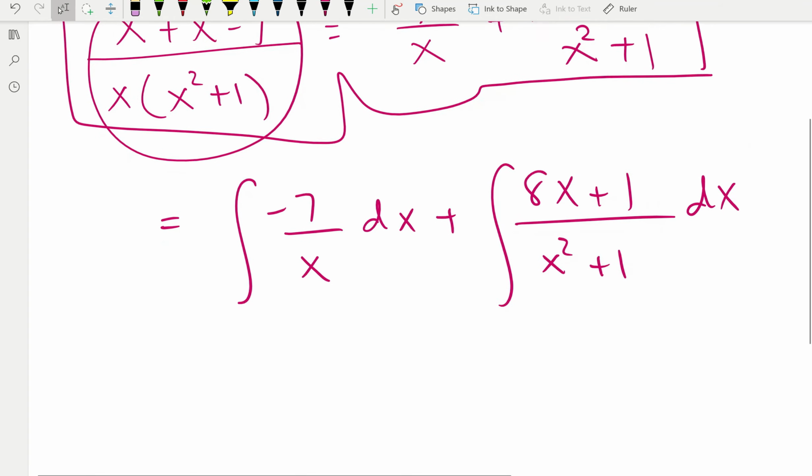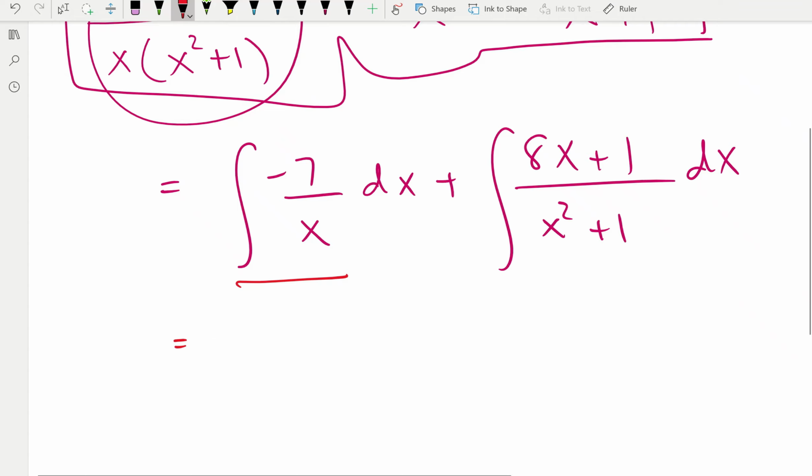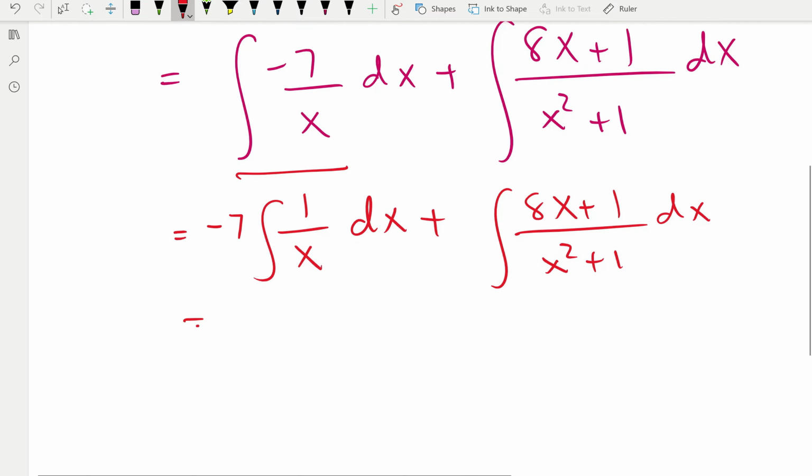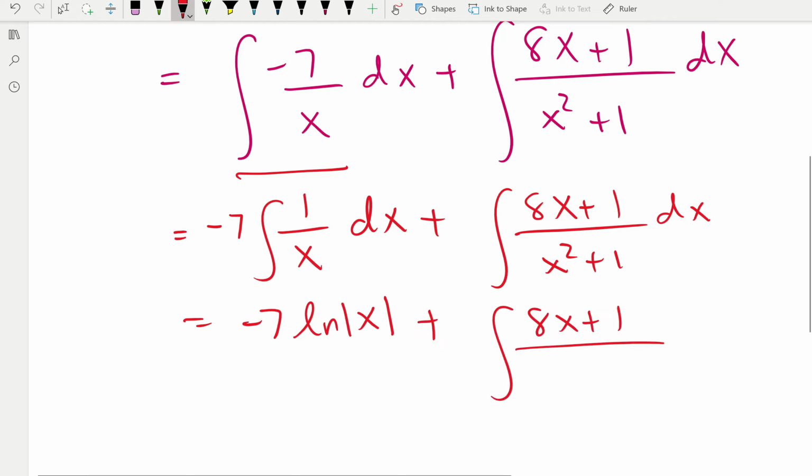Now integrating this first part is easy, right? We already know how to do that. We can take that negative 7 out, and we have to integrate 1 over x. Let's integrate the other one later. If you integrate 1 over x, we get natural log absolute value of x. So that part is easy. Now we can focus on the other part, the part that contains the irreducible factor in the denominator.